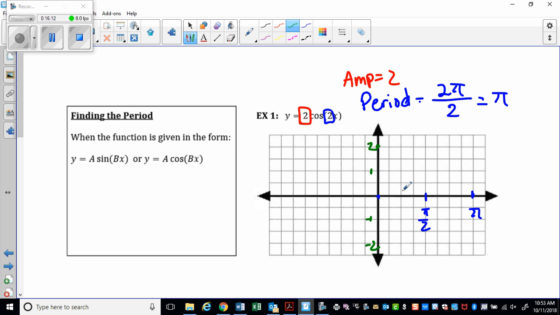And then we know that it's going to cross the x-axis right here. At pi over 2, usually at pi, we would go down to -2, but we're cutting it in half. So now at pi over 2, we're going to go down to -2. And then pi is one full revolution, so we're going to go all the way back to where we started. And this is going to be the graph of 2 cosine of 2x.